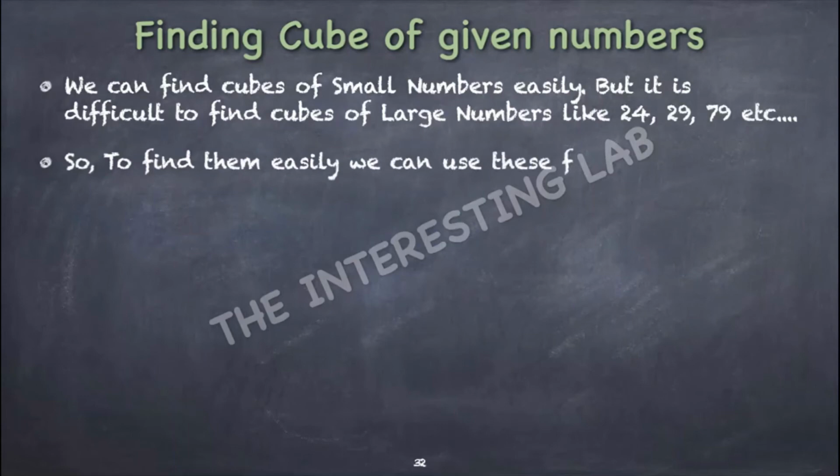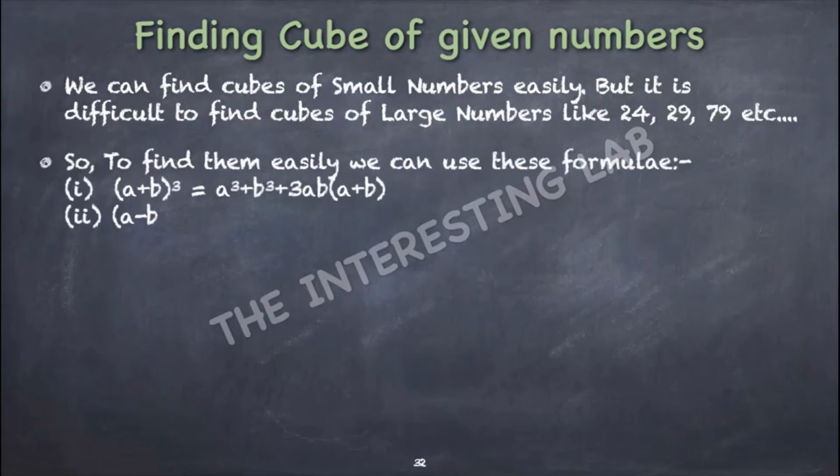1. (a plus b) whole cube equals a cube plus b cube plus 3ab(a plus b). 2. (a minus b) whole cube equals a cube minus b cube minus 3ab(a minus b).